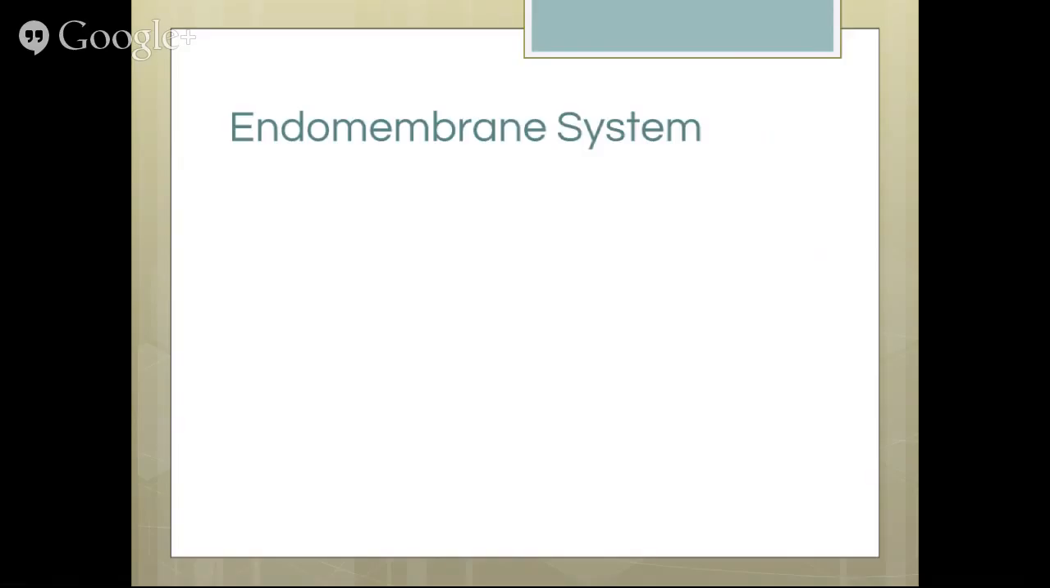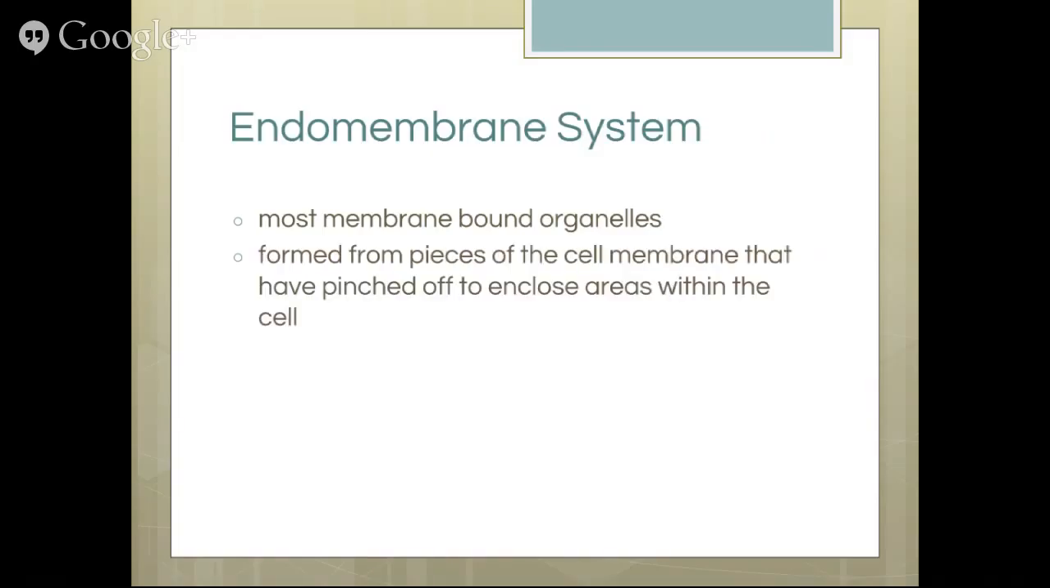The next set of organelles that we're going to talk about make up something called the endomembrane system. The endomembrane system is a system of organelles that are all related to each other. They all have membranes, and they're actually all formed from pieces of the cell membrane that have pinched off or broken off and are used then to enclose areas within the cell. Because they're all made out of that cell membrane composite, and they all originate either at the cell membrane or at the nucleus, they're all considered to be related to each other.